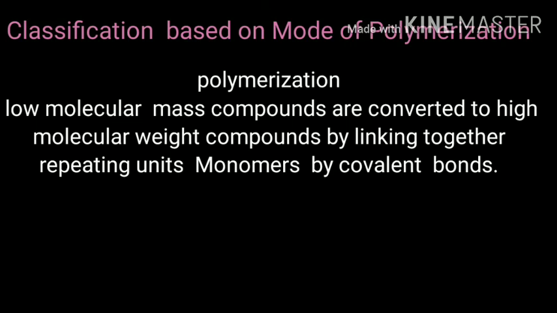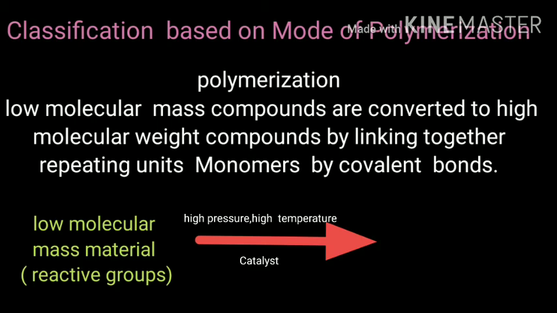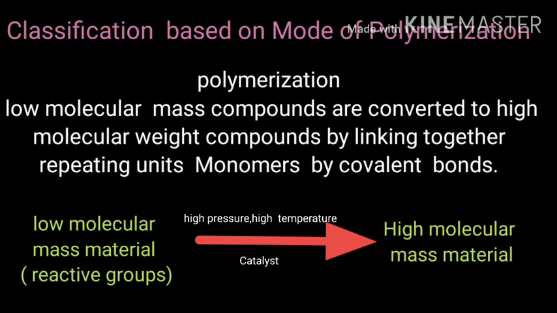Polymerization is a process in which low molecular mass compounds are converted into high molecular weight compounds by linking together the repeating units, monomers, by covalent bonds. So the low molecular mass material which consists of reactive groups is treated with high pressure, or with the help of a catalyst, or by applying high temperature, hence converting it to high molecular mass material.